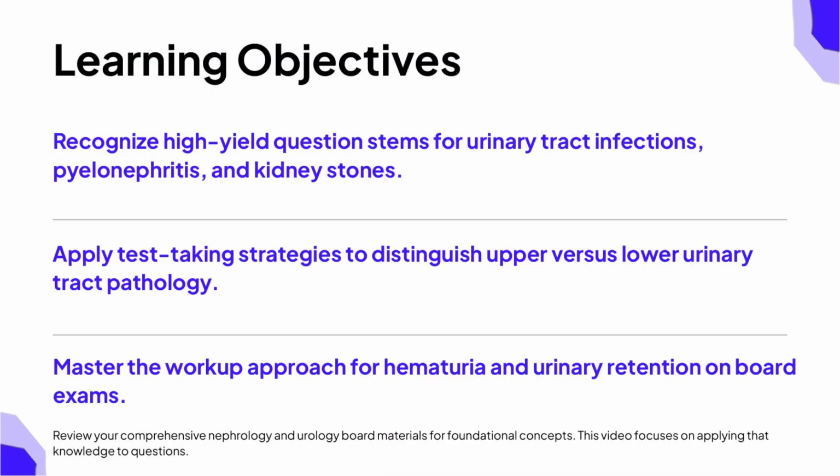Today we have 3 main learning objectives. First, we'll focus on recognizing the classic question stems that signal specific urinary tract conditions. Boards love to use certain buzzwords, and knowing these patterns gives you a significant advantage. Second, we'll practice distinguishing between upper and lower urinary tract pathology. This distinction is critical because it completely changes your management approach.